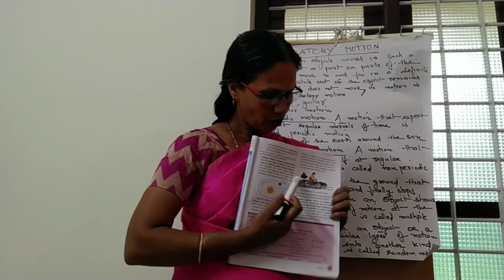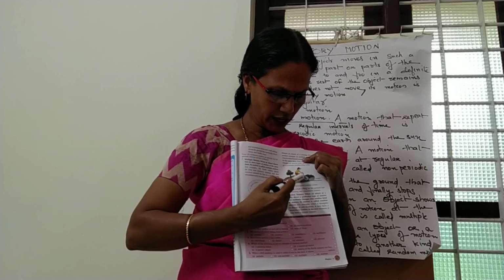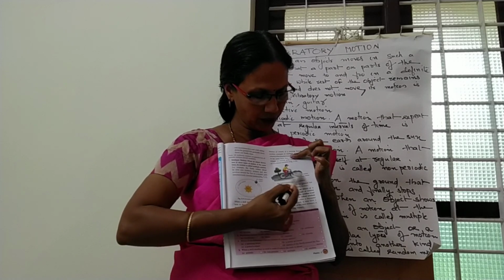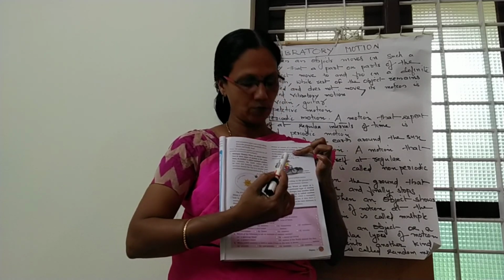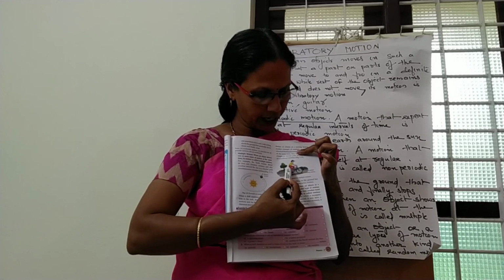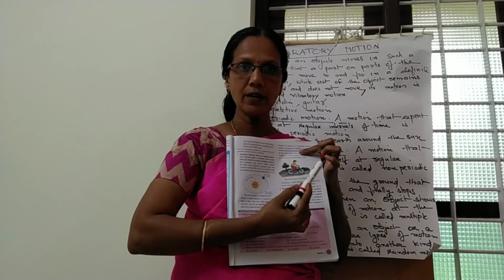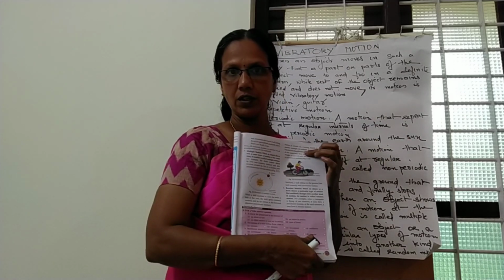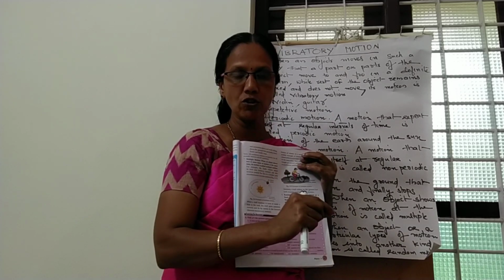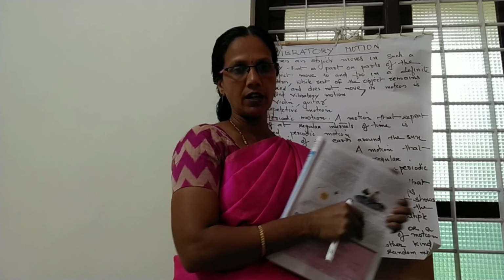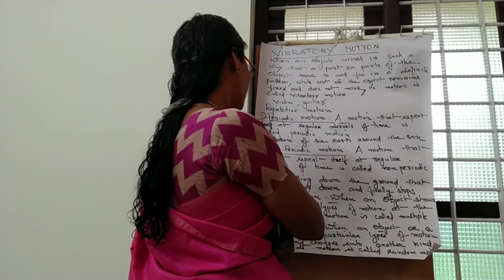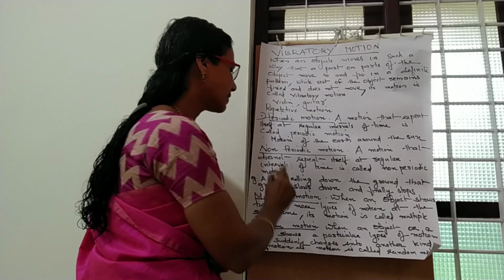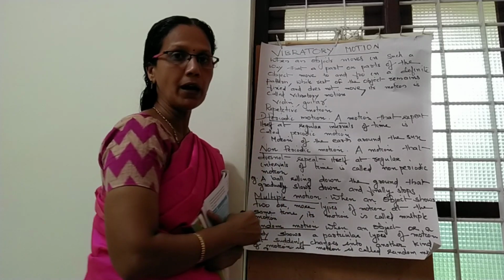Motion of a moving bicycle: the wheel of the bicycle rotates, which is rotatory motion. At the same time, the moving bicycle has translatory motion. One more example, a ball rolling on the ground. It has two motions, translatory motion as well as rotatory motion. That type of motion is called multiple motion, when an object shows two or more types of motion at the same time.